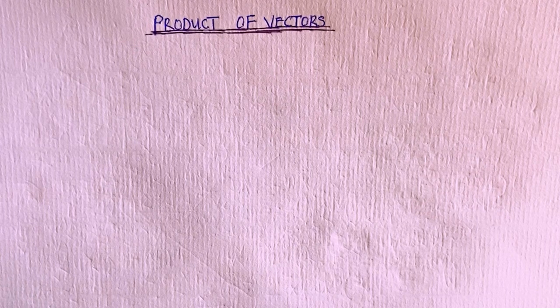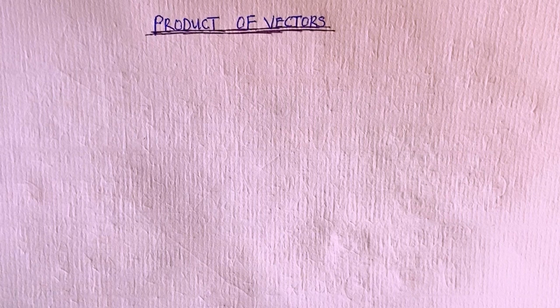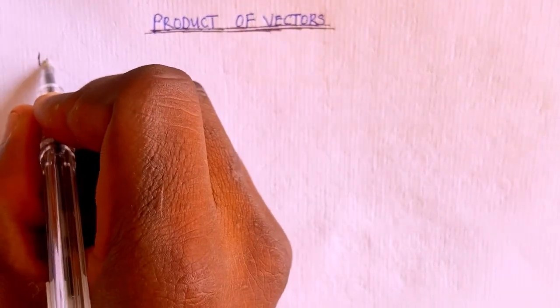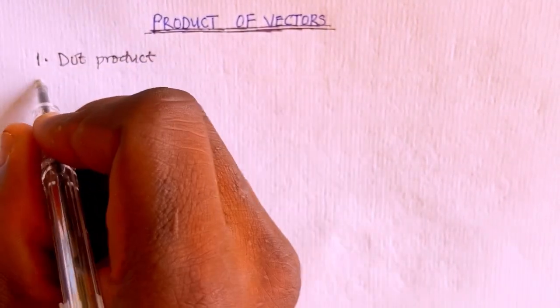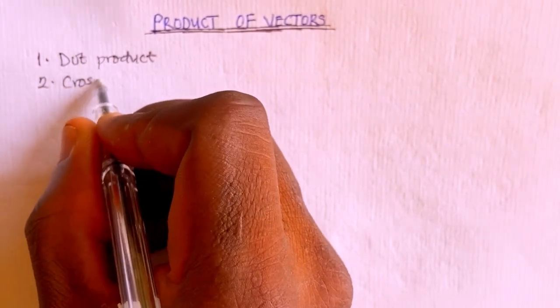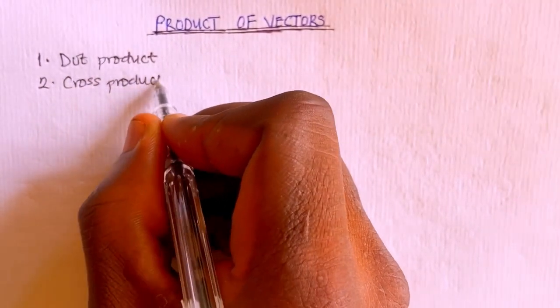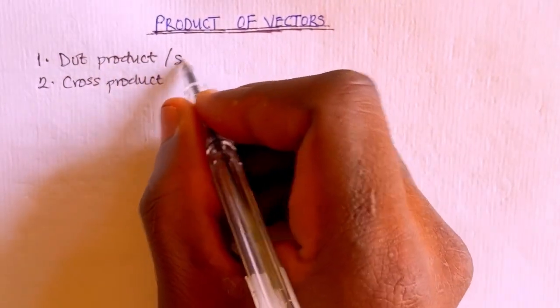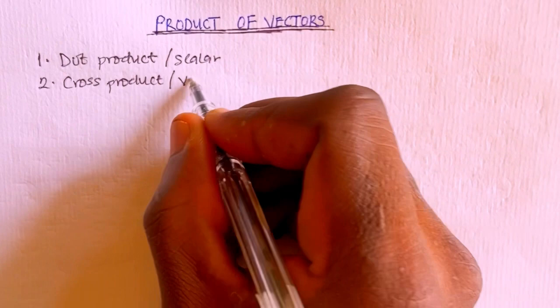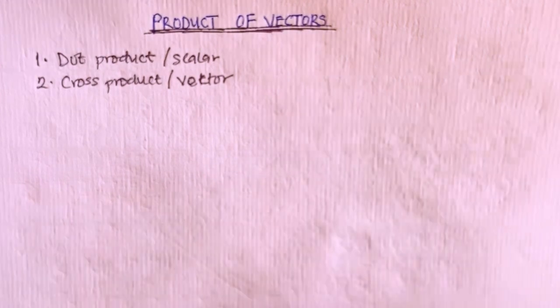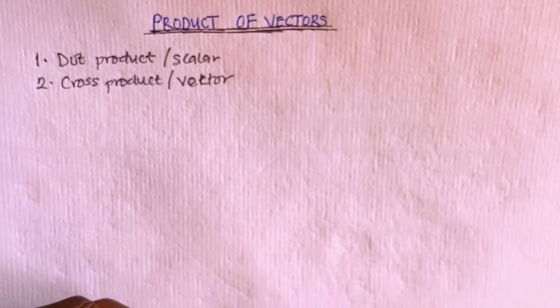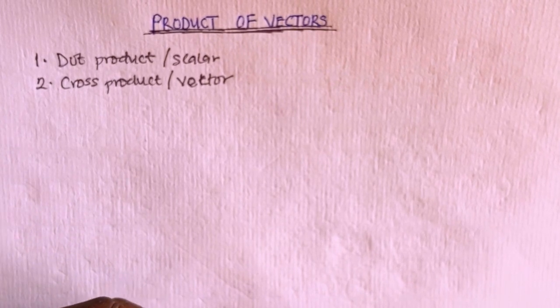We have two cases under product of vector. The first case is the scalar product, and the second case is the vector product. The first case is also known as the dot product, and the second case is also known as the cross product. The dot product is called the scalar product, while the cross product is taken to be the vector product. So there are differences between the scalar product and the vector product.